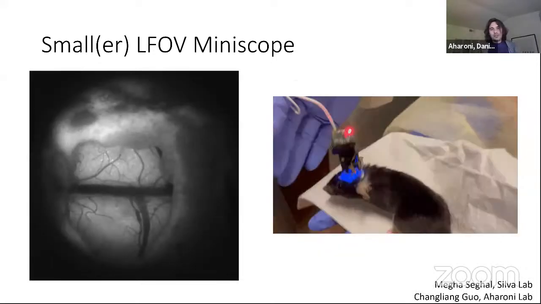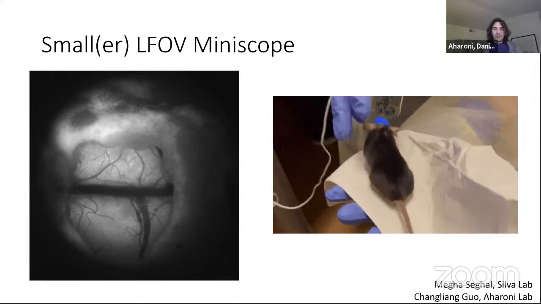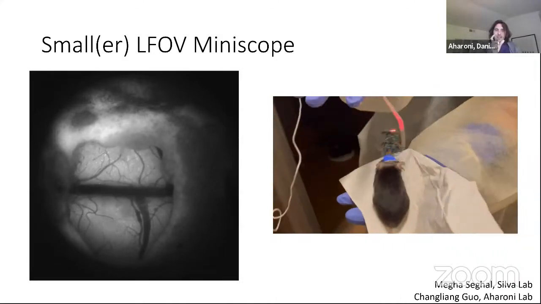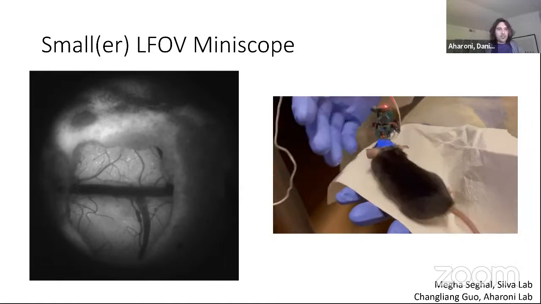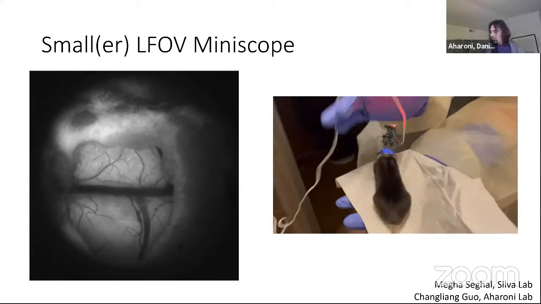And so this is the first freely behaving recording we did, so it's not super great, but this is just a cranial window with the mouse wearing this smaller, large field of view miniature microscope, and you can see a bunch of tiny little cells flashing here.